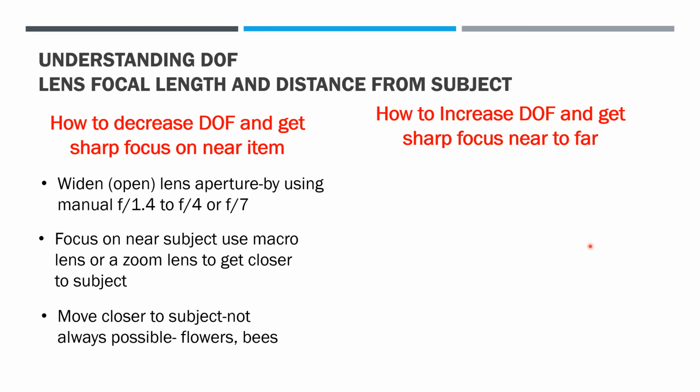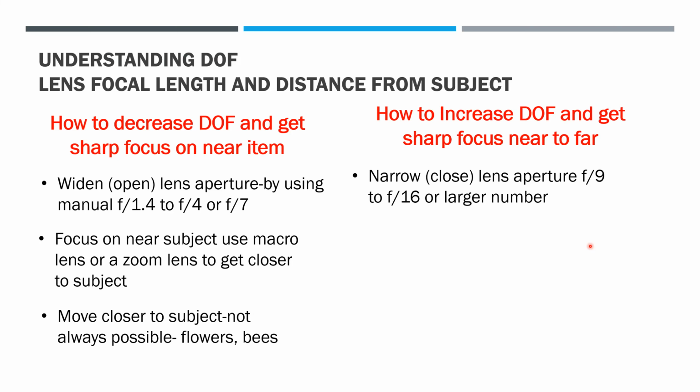How do you increase your depth of field and get sharp focus from near to far? In some cases, you want to see the whole scene in focus. You want to narrow your lens aperture, maybe at f9 to f16 or a larger number. You want to widen your zoom lens or use a prime such as 20 millimeters. So in my case, if I'm using my walk-around lens, I might go to 24 as opposed to 200 to get more of the scene in focus. And again, I have some examples later.